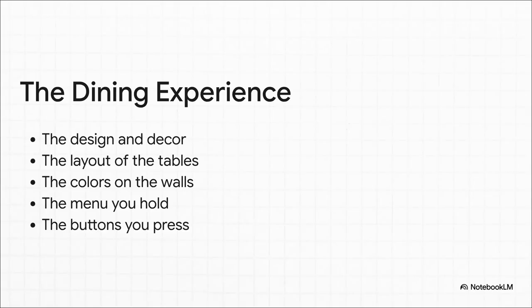So just think about what's in that dining room. The design and decor, that's the website's branding and style. The layout of the tables is just how the text and images are all arranged on the page. The colors on the walls, that's the site's color scheme. And that menu you're holding? Well, that's basically the navigation bar. Every button you press is like an interaction you're having inside that room.